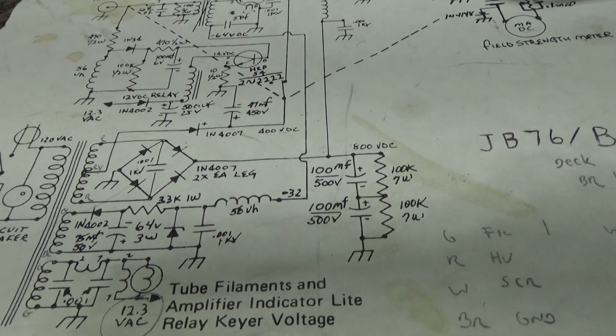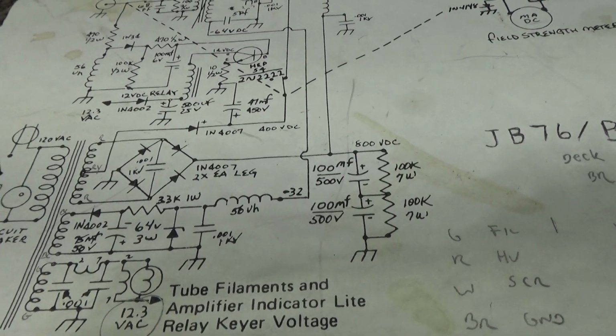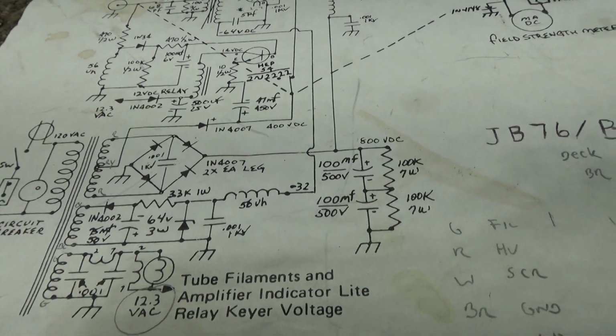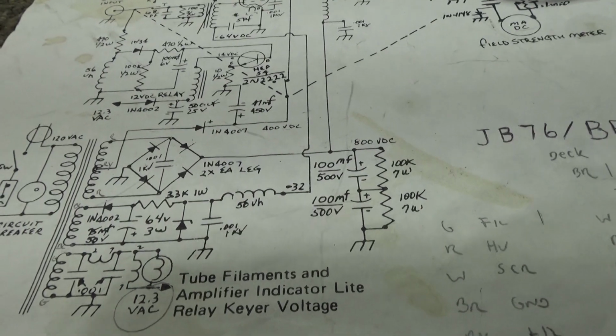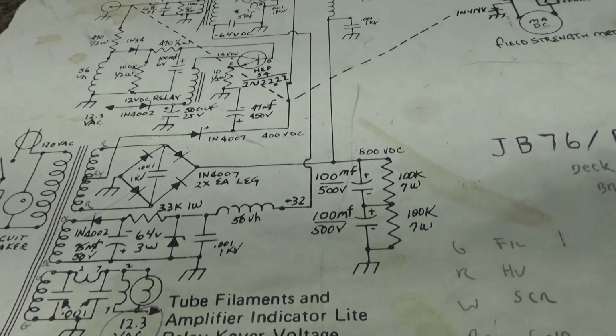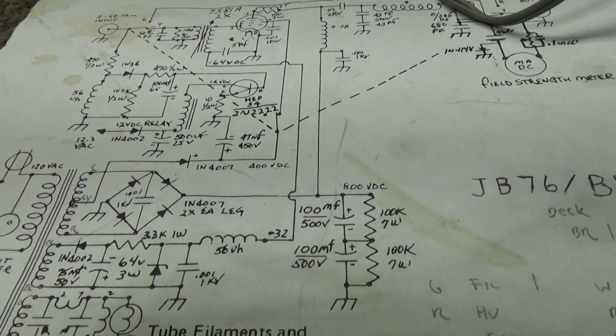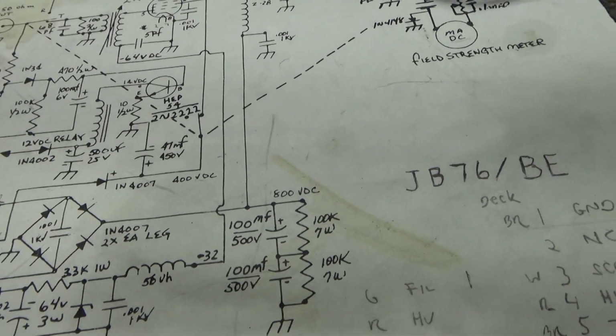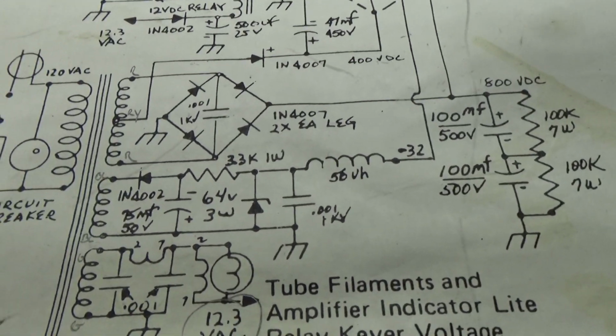And they don't run the bias through the relay, I don't think, on the JB-76, JB-200. They only run the screen through the relay to cut the tubes off in standby. And you key the relay and it turns on the screen and turns on the tubes. They don't use the bias to do that. So it's a fixed bias.